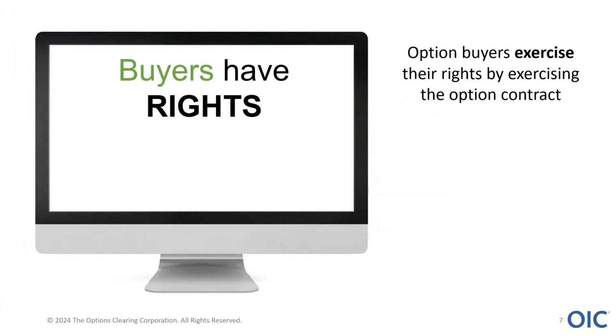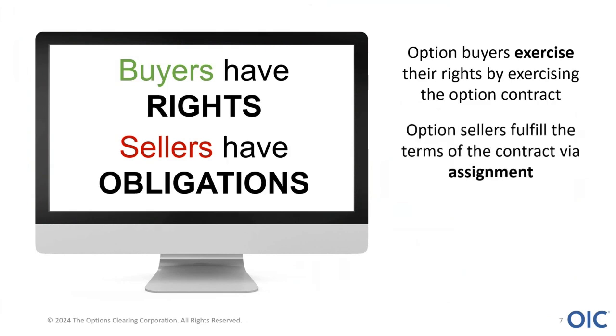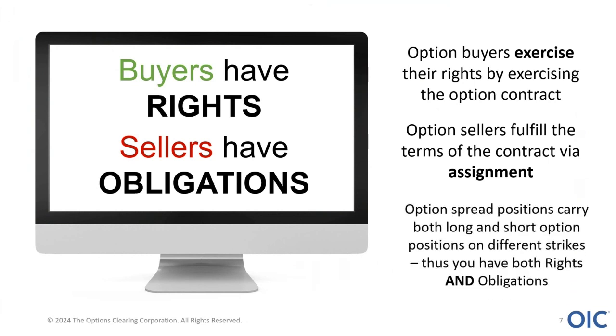The thing that we have to talk about when we talk about vertical spreads is that buyers have rights when they are buying options. Option buyers exercise those rights by exercising their option contracts. Sellers, in contrast, have obligations. Option sellers incur obligation to fulfill the terms of that contract via the process of assignment if they are assigned. Now, why do I build this into an actual presentation about spreads? The reason why is because option spread positions carry both long and short option positions, generally speaking, on different strikes. And thus, most of the time when you carry an option spread position that has both long and short contracts in one spread, you're going to have both rights and obligations.